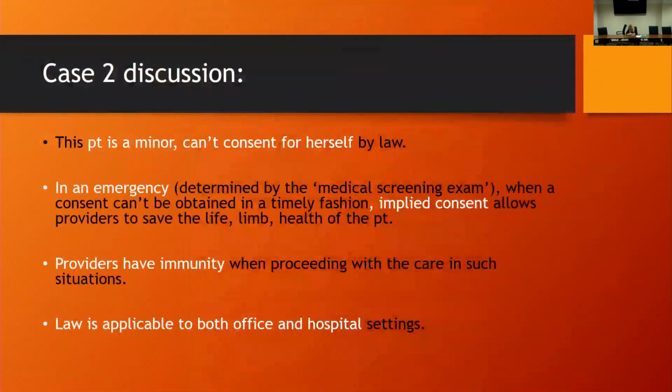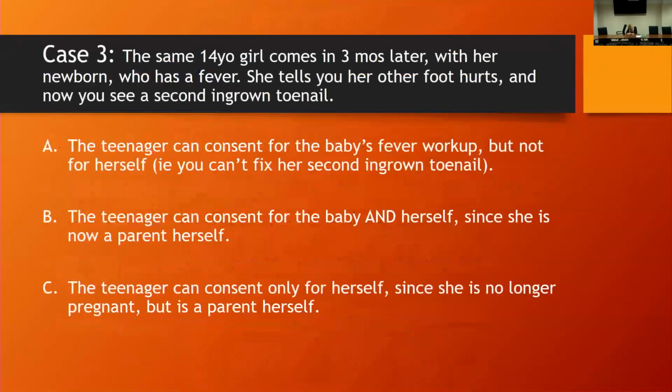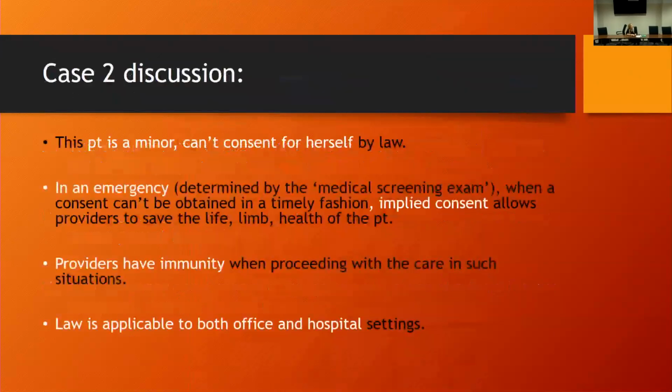So the patient is a minor. She really can't consent for herself. In an emergency, which is determined by the medical screening exam, when consent cannot be obtained, it's implied, which allows providers to save the life, limb, or health of the patient. Providers have immunity. So then you have to decide whether that toenail is going to affect her health. But you could also say, well, this is really not an emergency. So I think we have a lot of leeway.